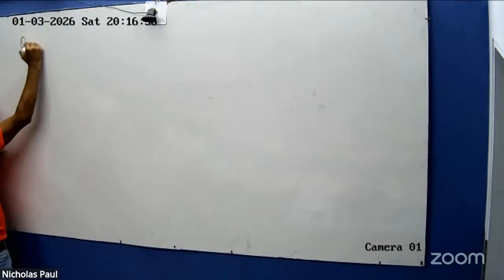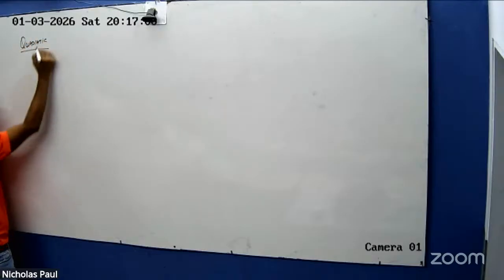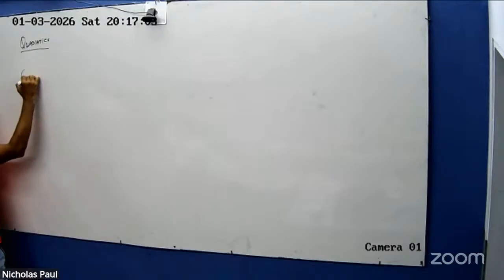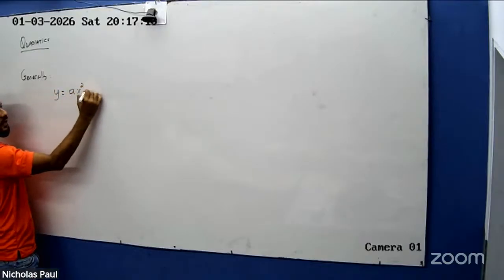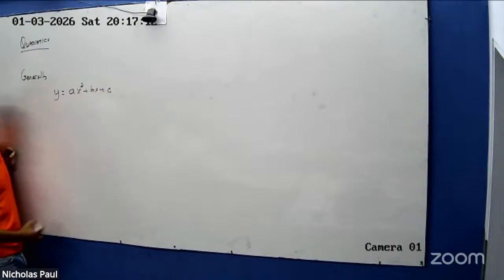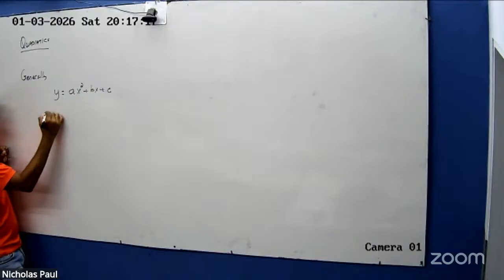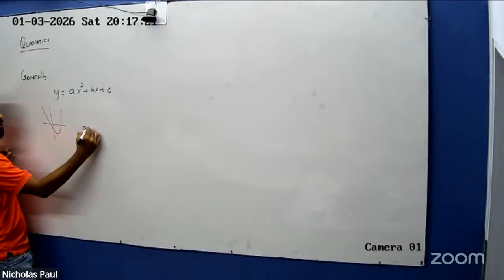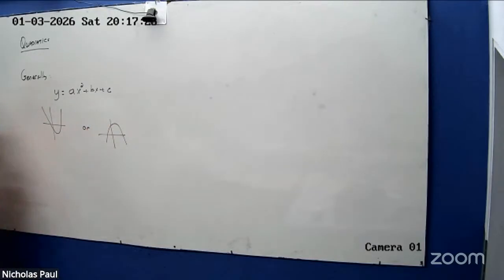So just as a quick review, you should remember what a quadratic is, right? You should remember that generally a quadratic looks like this: y is equal to ax squared plus bx plus c. Remember that? So a quadratic has two main shapes. It could be a minimum or it can be a maximum.